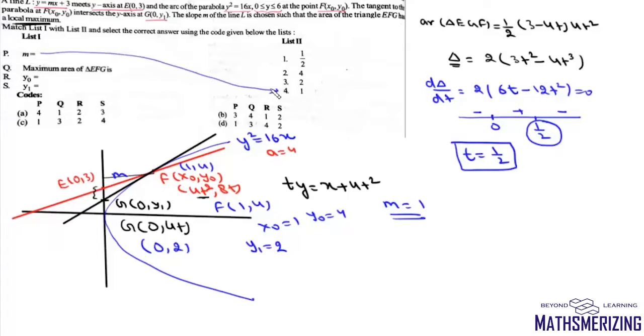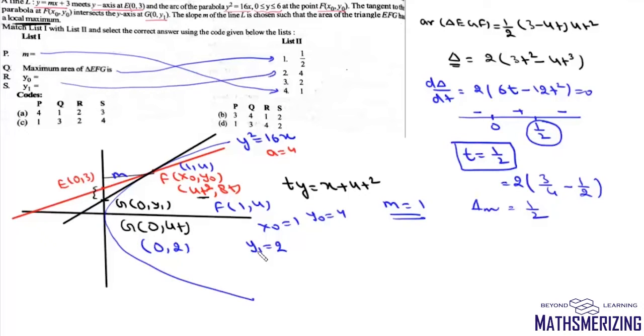Maximum area, so we'll just need to put the value. So we'll put the value of t as 1 by 2. We'll get this value as 3 by 4 minus 1 by 2. So it'll be simply 1 by 2. So maximum area will be 1 by 2. Y0, so maximum area is 1 by 2. What's y0? Y0 is 4.